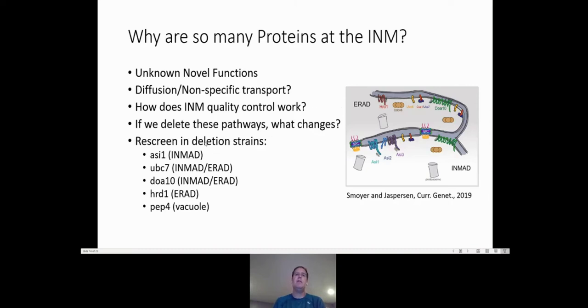So we did a counter screen where we deleted different pathways of different quality control components within the yeast cell and saw how that affected our internuclear membrane localization. The particular one we were interested in was ASI1, which is the internuclear membrane associated decay pathway. Some of these components are shared between the ER and the internuclear membrane, but we also had components that were unique to the ER decay, and PEP4 is a vacuolar decay component.